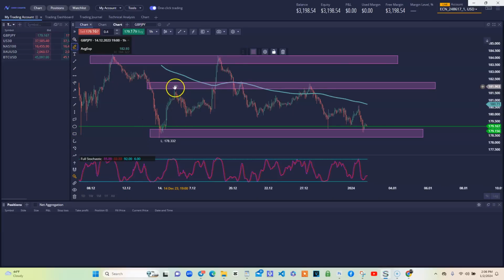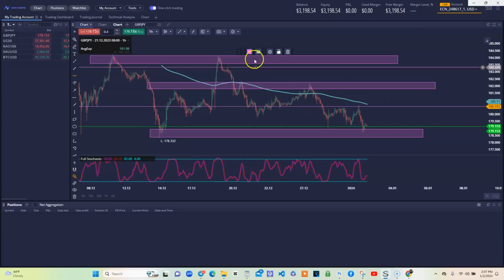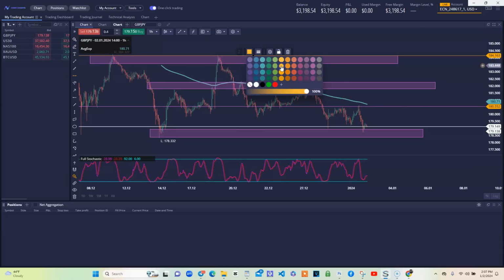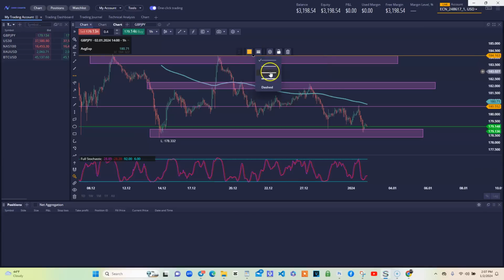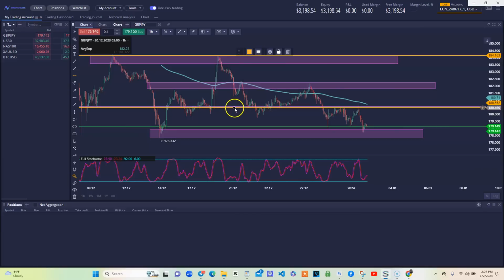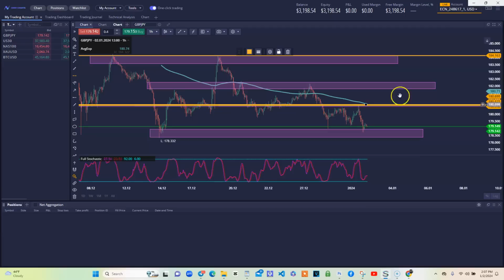Any place that we touched here and dropped, that's a zone. Touched here, drop, that's a zone. Touched here, drop, zone. All these. And I even got smaller ones here that I can mark up. Usually for the smaller ones, I might hit y'all with a horizontal line. Y'all know how I do. I might change the color to orange or something, thicken it up. Boom.